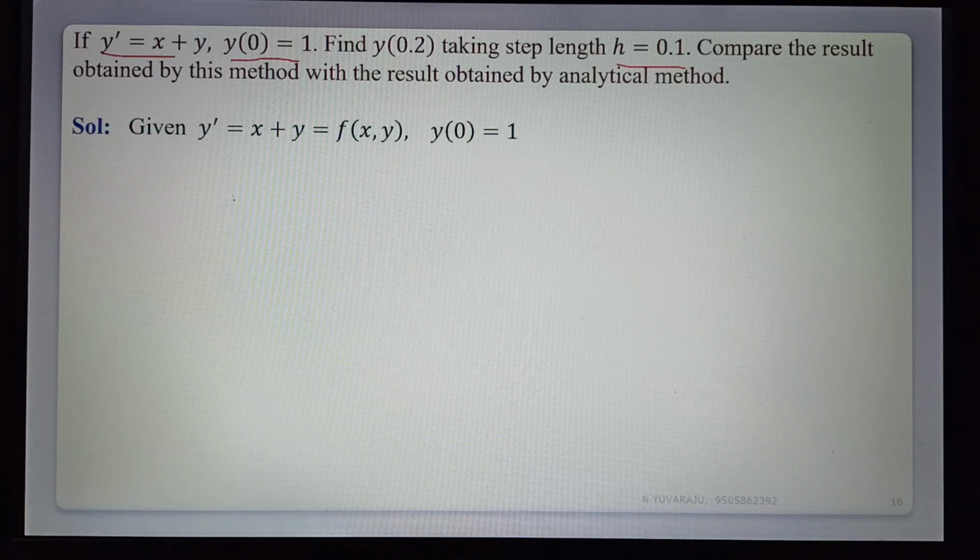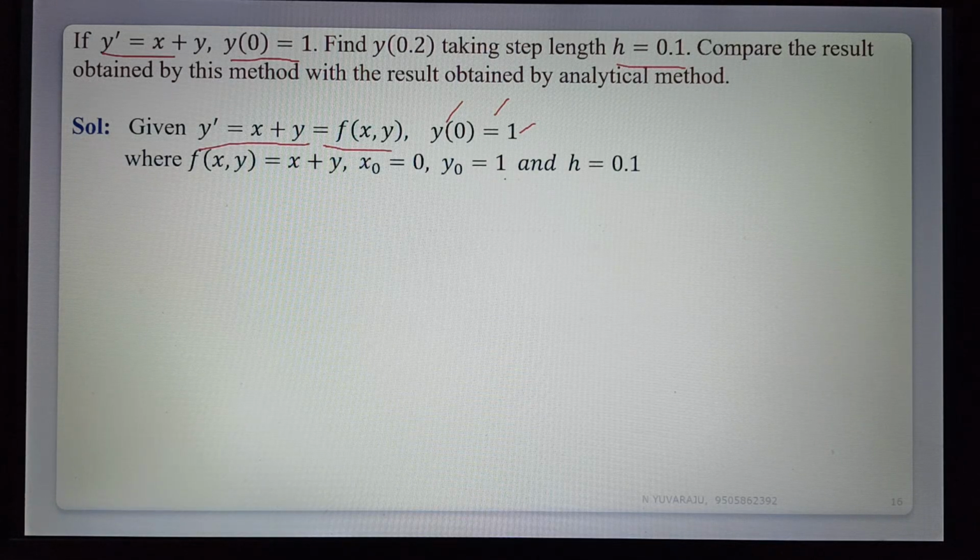So given y dash is equal to x plus y, this is a function f of x comma y. So y of 0 is equal to 1. So this is the initial condition, x0 is equal to 0, y0 is equal to 1. And the step length is 0.1.